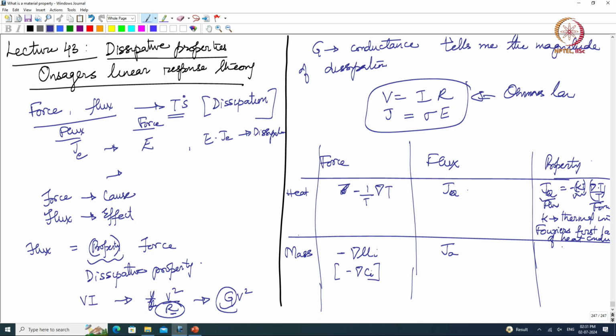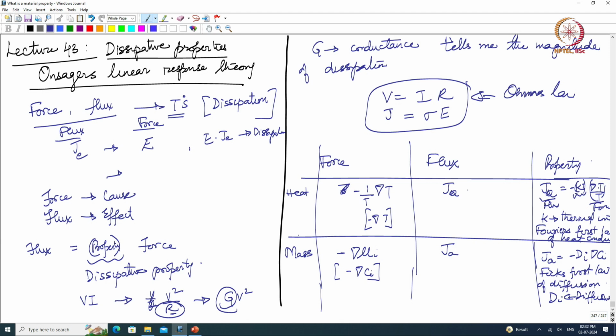And what relates these two, so very, from a Fourier point of view, I am just going to say there is a minus delta T gradient of temperature. In this case there is a gradient of concentration, and what relates these two is minus Di delta C, or gradient of Ci, right. So, this is what is called Fick's first law of diffusion. And the property that comes out is the diffusivity.